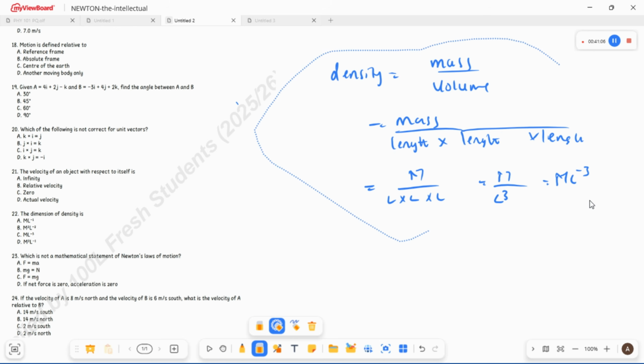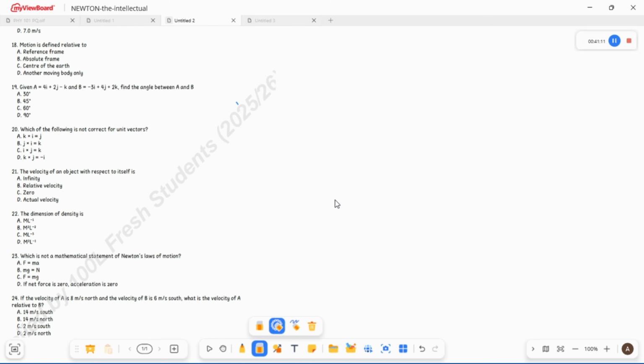And let's go to question 23. It says which is not a mathematical statement of Newton's law of motion? F equals ma. That is correct from Newton's second law of motion. mg is equal to n. That is not correct. It is not from any of Newton's laws of motion. We have F is equal to mg, which is correct because it is the same thing as the first option, F equals ma. Then D, if net force is equal to 0, acceleration is equal to 0, which is very correct, right? Because force and acceleration are directly proportional. So if force is 0, then automatically acceleration is 0. So option B is not correct.